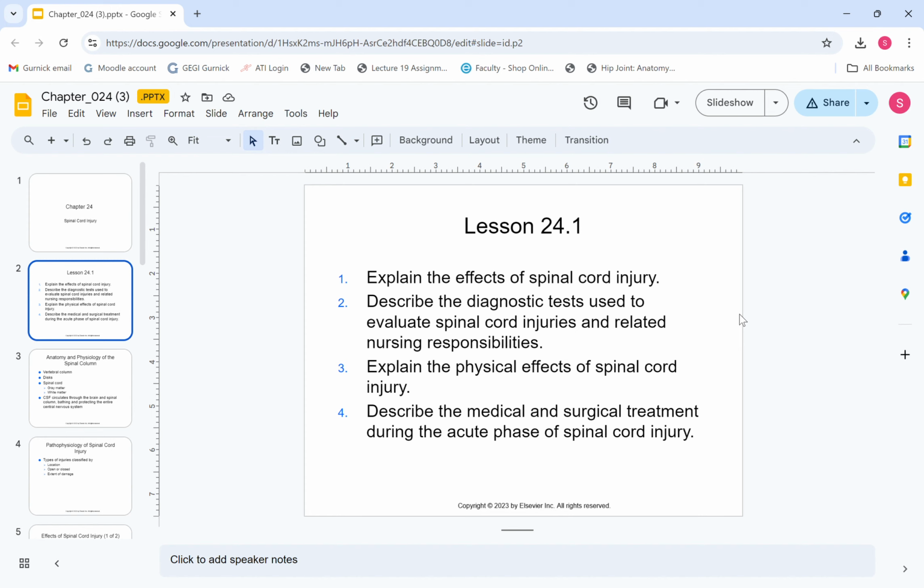Today we're looking at chapter 24. Alright, our objectives for this lesson are to explain the effects of the spinal cord injury, describe the diagnostic tests used to evaluate spinal cord injuries, and related responsibilities, explain the physical effects of spinal cord injury, describe the medical and surgical treatment during the acute phase of spinal cord injury.